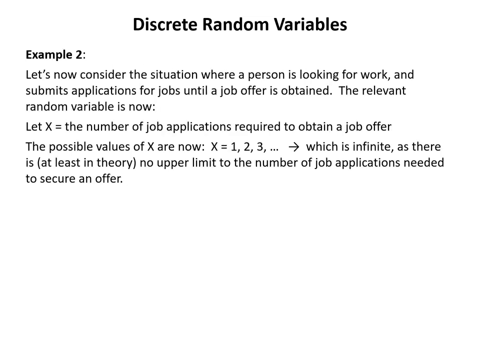In example two, we now consider the situation where a person is looking for work and submits applications for jobs until a job offer is obtained. In this case, the relevant random variable is now, well, we can use X again, and we would let X equal the number of job applications required to obtain a job offer.